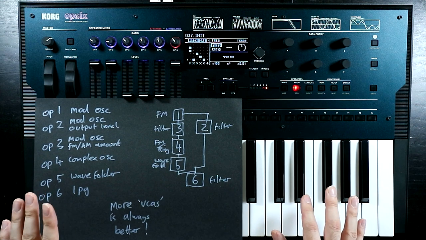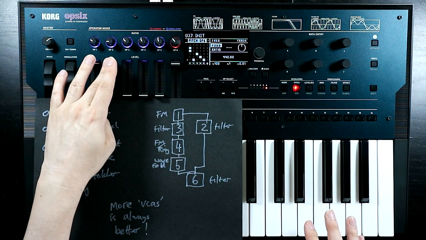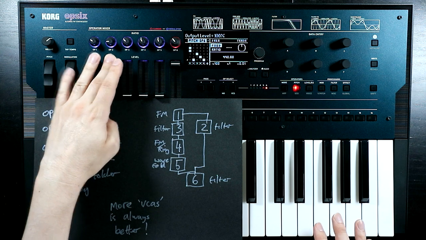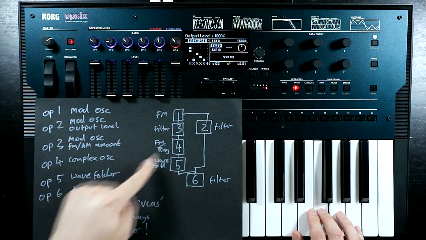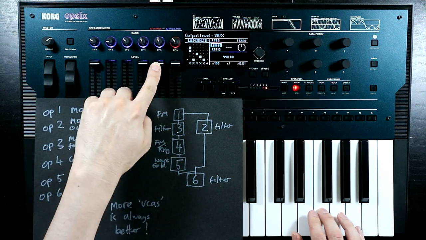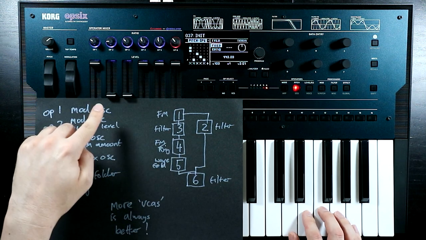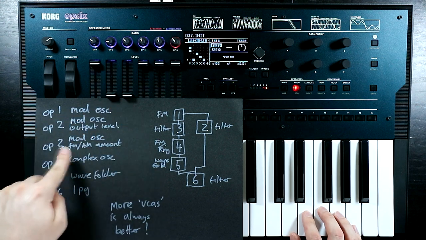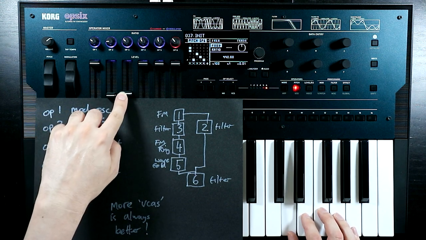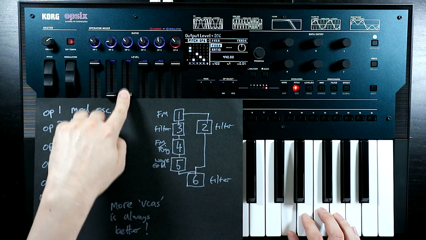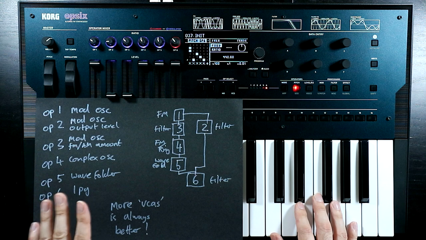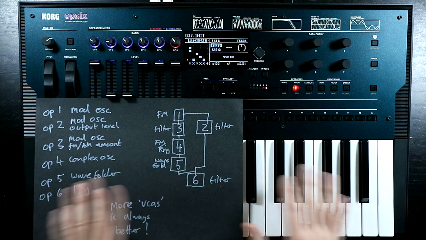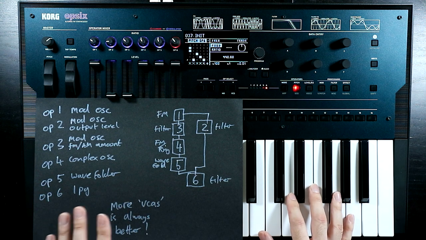That is working. Let's just double check the rest of the architecture here. So if I turn on operator 2, everything goes away. If I turn up operator 4, I shouldn't hear anything because we need to turn up the wave folder, which we do. And if I turn up operator 3, which is our FM AM amount, we should hear operator 4 get modulated more. By Jove, I think he's got it. That is sort of the basic setup.